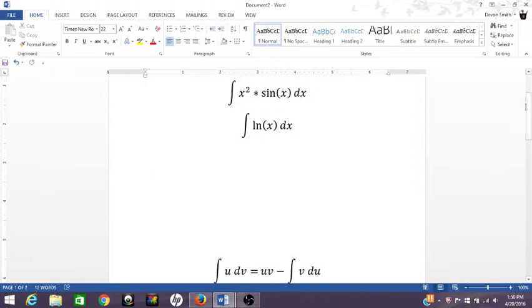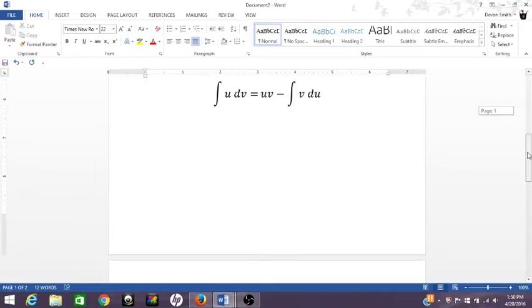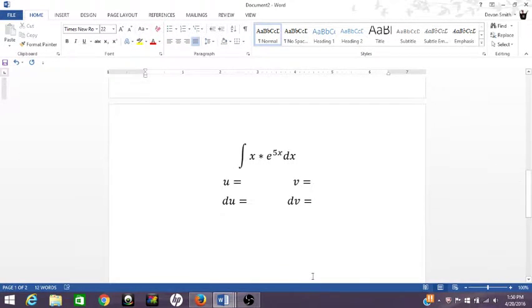So we're going to pick the one up at the top here. I already have it pre-written down. And so the way you begin is you're going to pick what you want to use for your u. With this example, you could really pick either one of these to be your u, but we're going to go ahead and do x just because it's a little bit easier to deal with. So u would equal x.